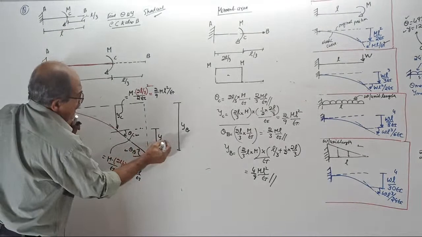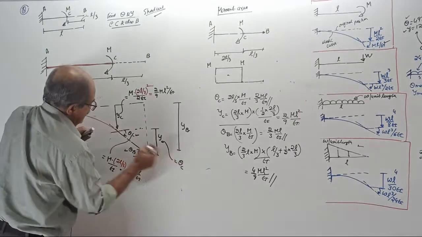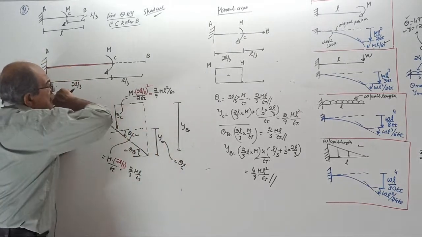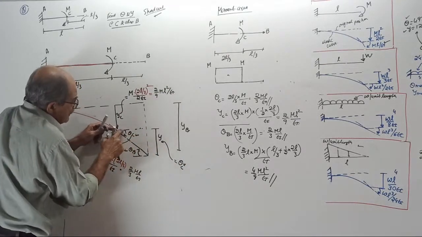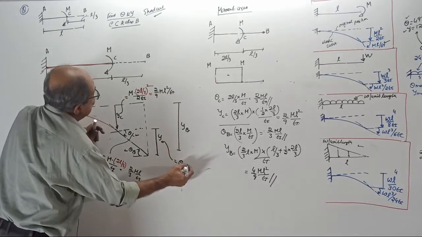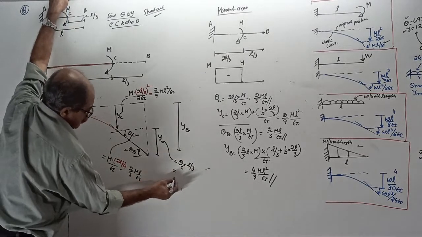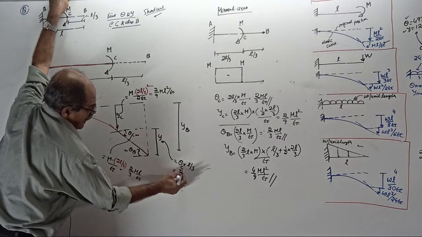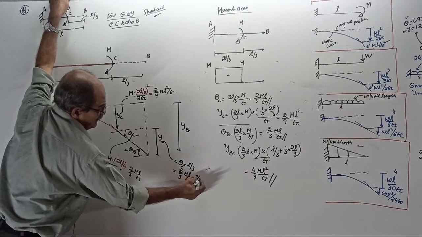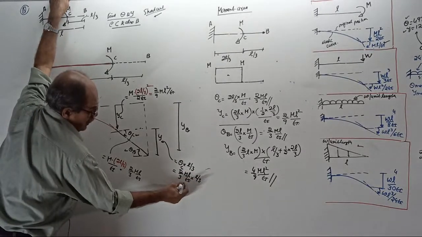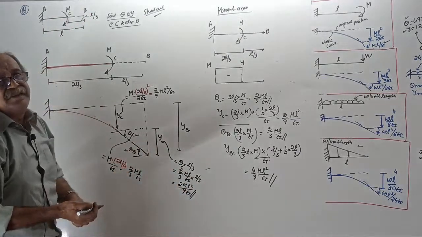Now, this Y naught equal to whatever is your theta C multiplied by the subsequent distance. How much? L by 3. This extra distance equal to whatever slope here into this distance. Theta C is 2 by 3 ML by EI into L by 3, equal to 2 ML square by 9 EI. Okay, now write the answer one by one.